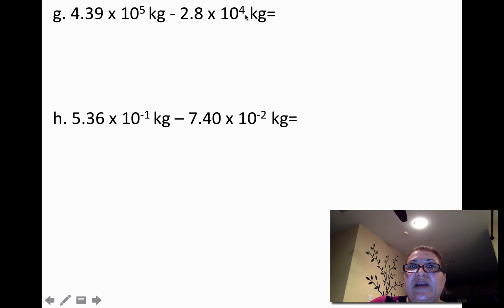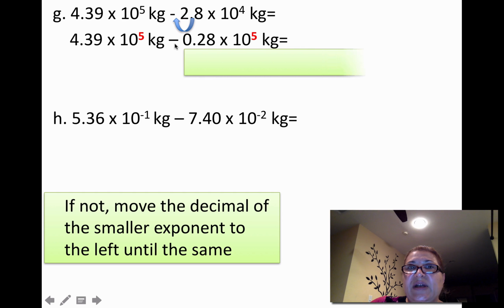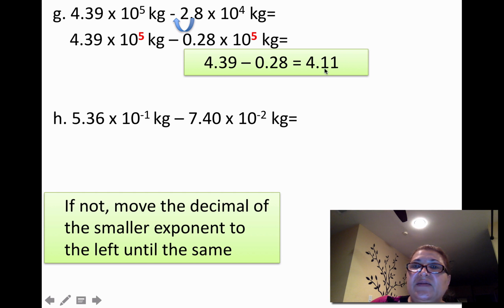Exponents 5 and 4. So we take the smaller one, move it to the left one place. So both of them will be 10 to the 5th. And then all we have to do is subtract the exponents. 4.39 minus 0.28 is 4.11 times 10 to the 5th.